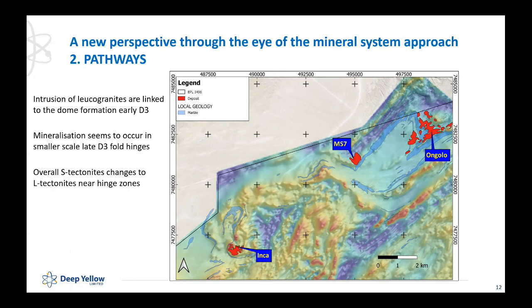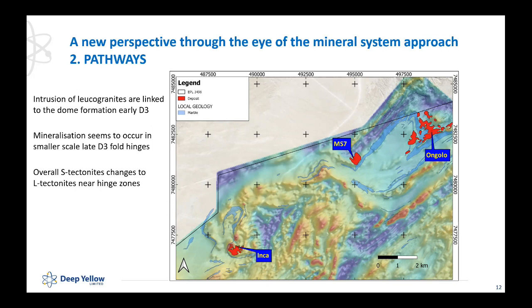So this is just a magnetic map, and I sort of highlighted the marble horizons around here. And these are 3 of our deposits there, so Angola, MS7, and Inca. And you might spot that they tend to occur in these fault hinges. And that is in fact not a coincidence.